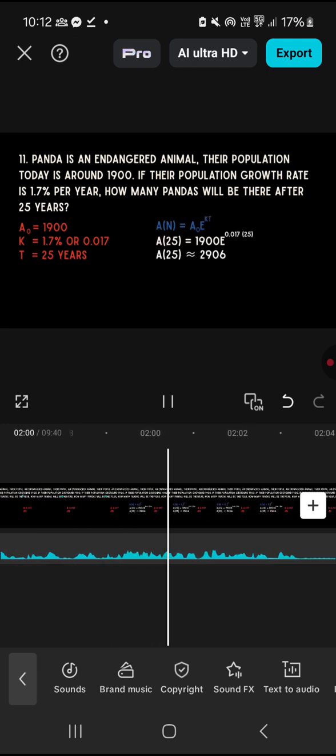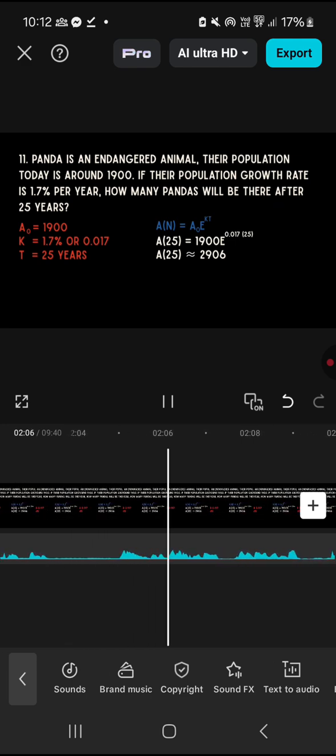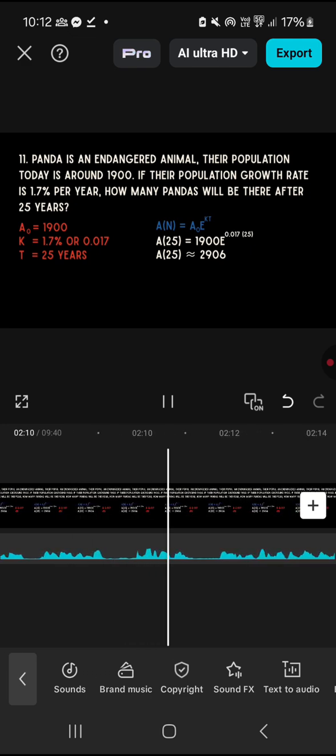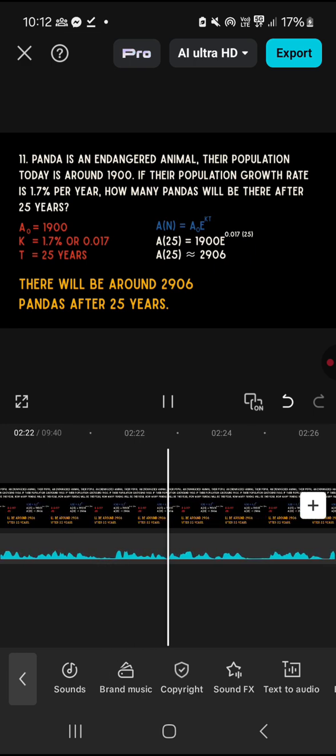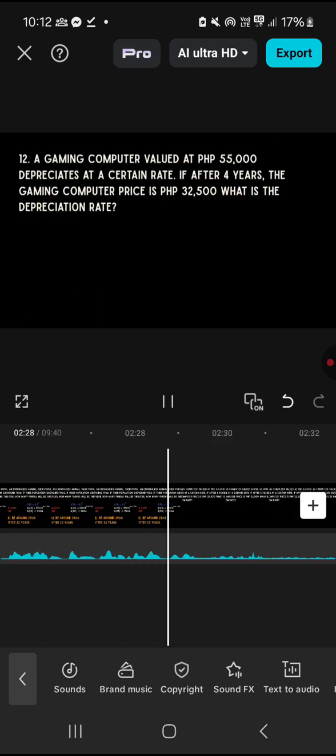So it's already indicated here, growth rate, so we'll be using the growth formula. So we plug in our A sub 25. So 1,900 multiplied by Euler's number raised to 0.017 multiplied by 25. So when we round off the number, we will be getting 2,906. So there will be around 2,906 pandas after 25 years.